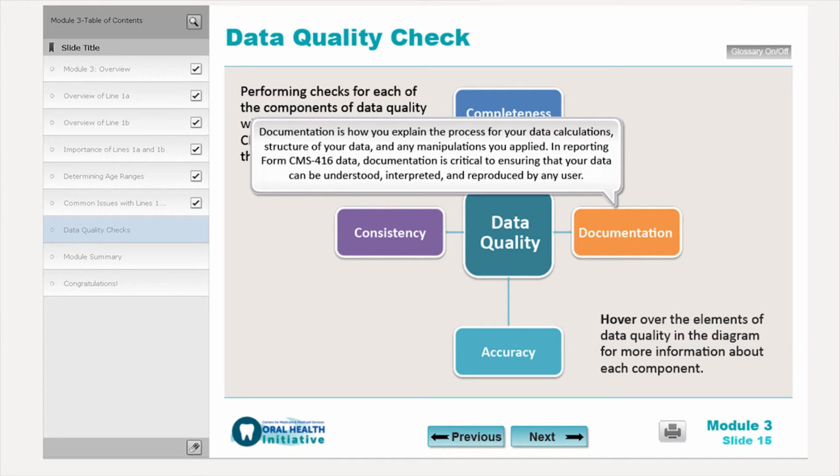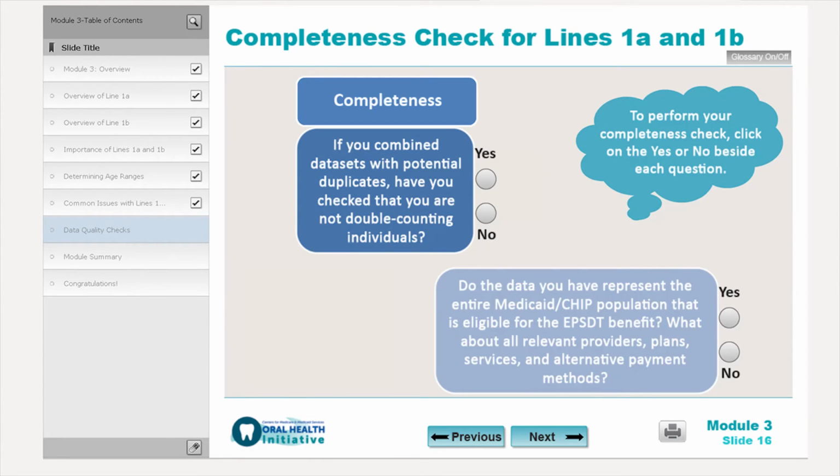For each component, we will consider a short set of questions you should ask yourself about your data and your data collection. Altogether, these 4 sets of questions make up a data quality approach that we recommend you carry out each year before submitting your Form CMS-416 data to CMS. We'll start by performing a check of data completeness.